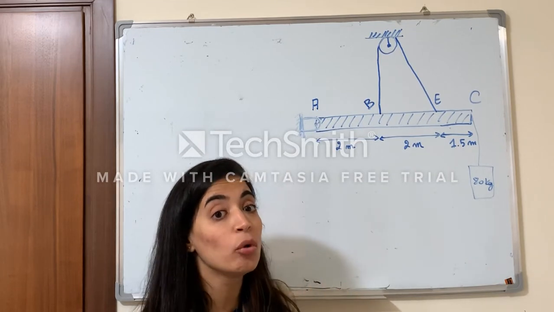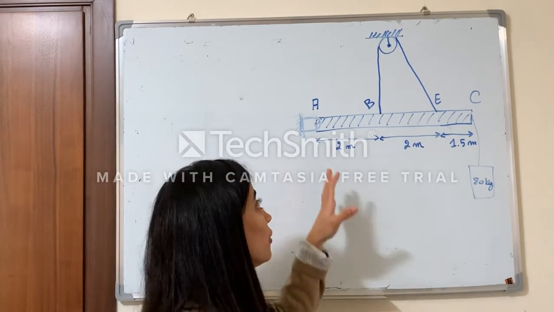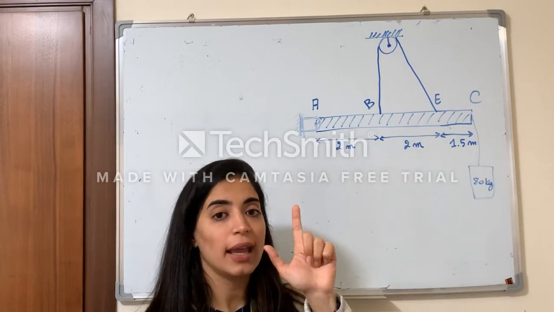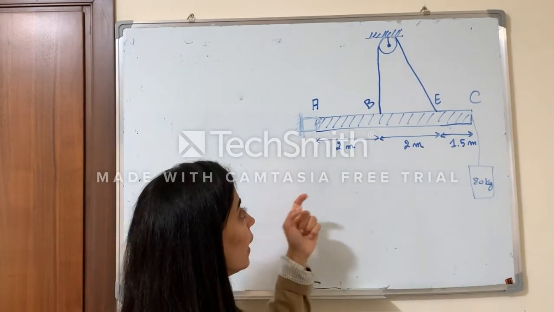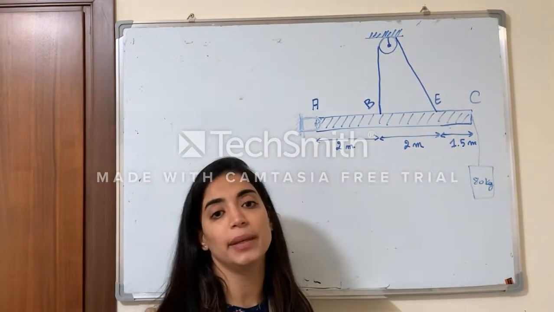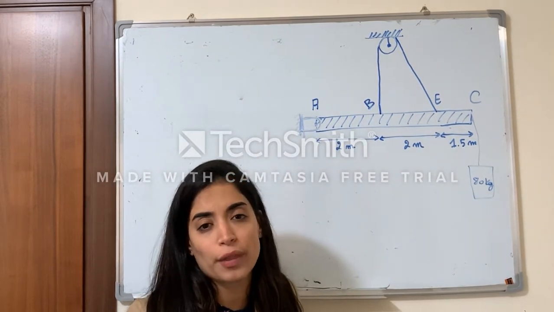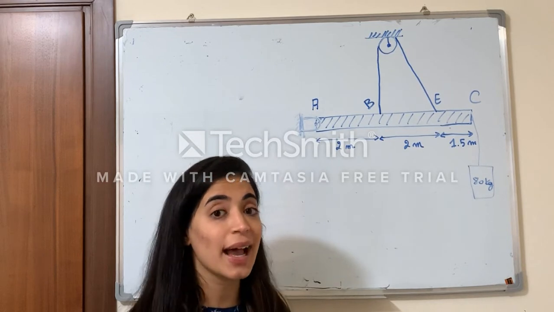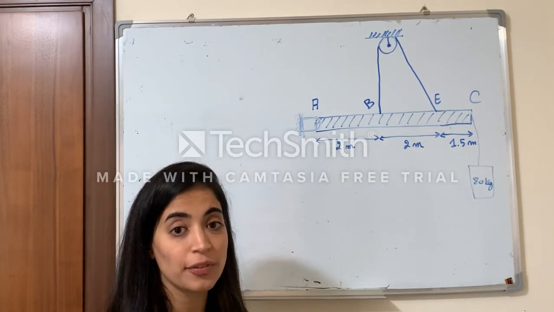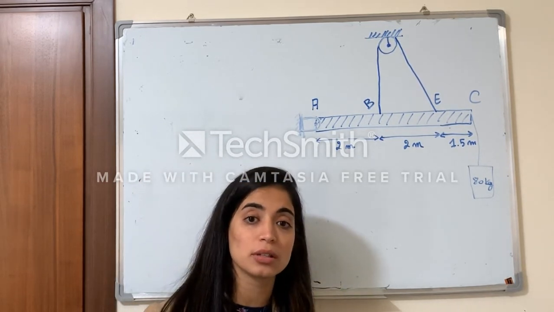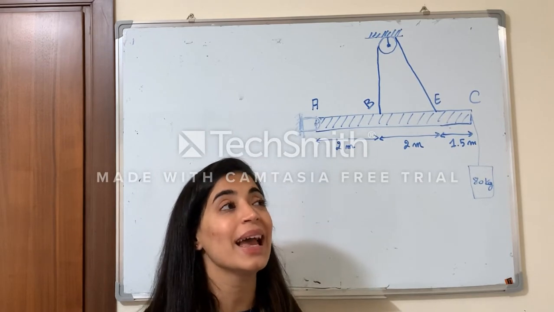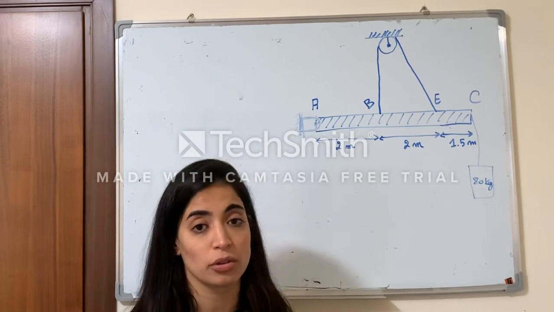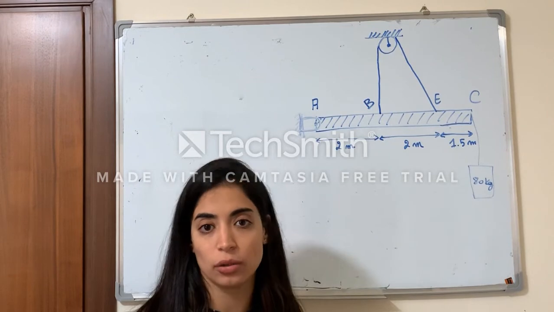I don't have a moment here because in fact this is not a fixed support. So I have two unknowns at A and I have the tension at B and E, and I should solve for them using the steps. But I want you guys to know that since I only have three equations, sum of x, sum of fy, sum of moments, this means that I only have three unknowns to be solved. So I cannot solve for four unknowns.